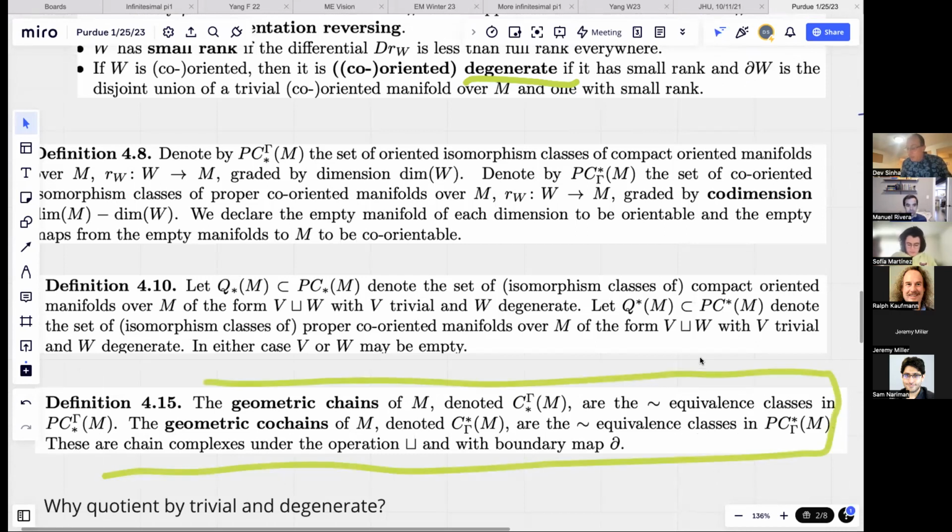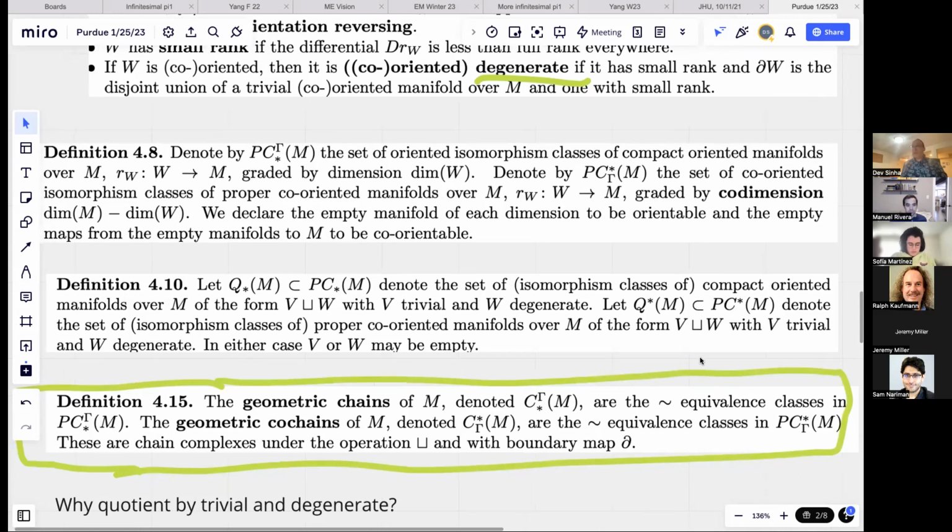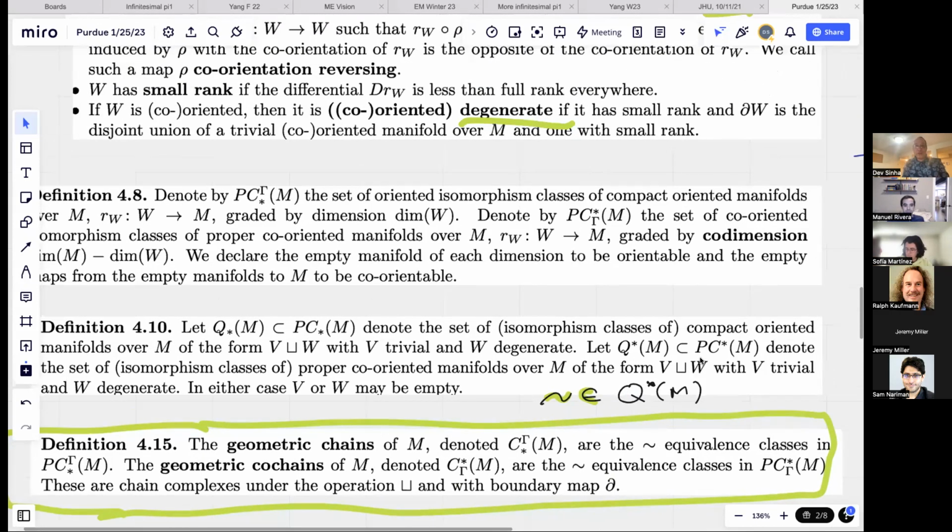They are represented by proper maps from manifolds which are co-oriented. But we're going to then quotient by this Q, what I mean by equivalent is in Q star. We're going to quotient by things that are either trivial or degenerate.